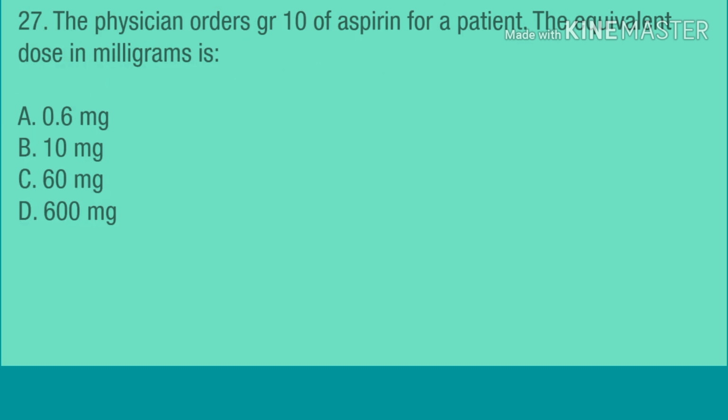Question 27. The physician orders gr 10 of aspirin for a patient. The equivalent dose in milligrams is A. 0.6 milligrams. B. 10 milligrams. C. 60 milligrams. D. 600 milligrams.